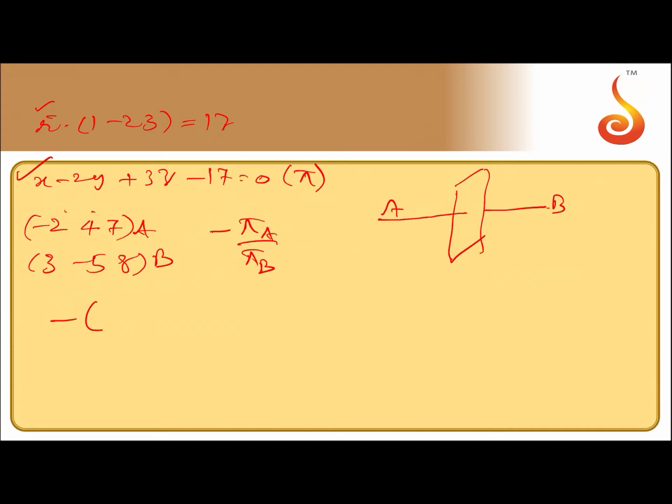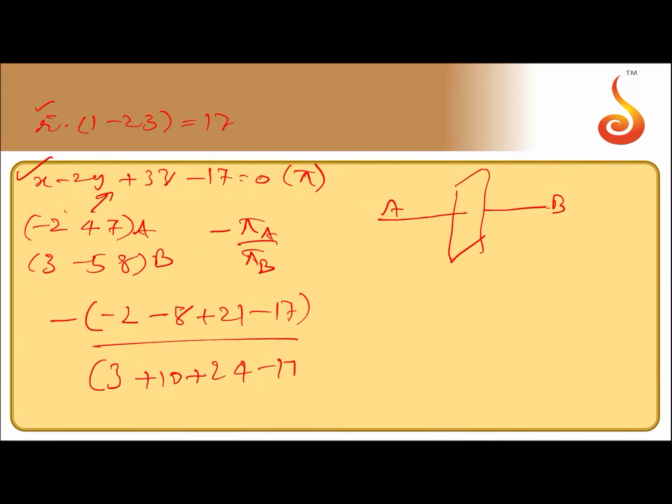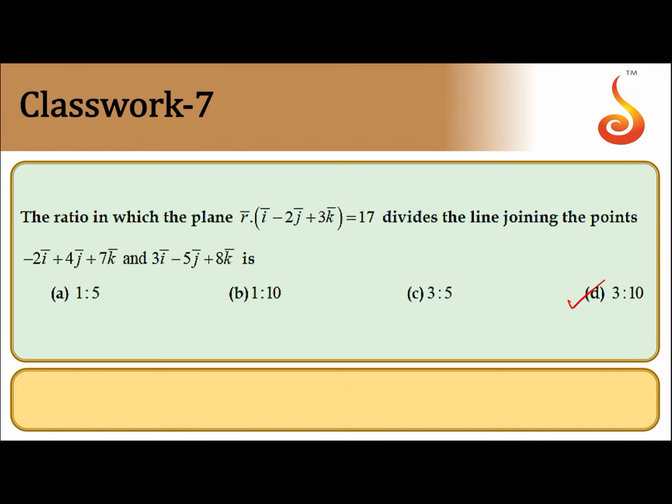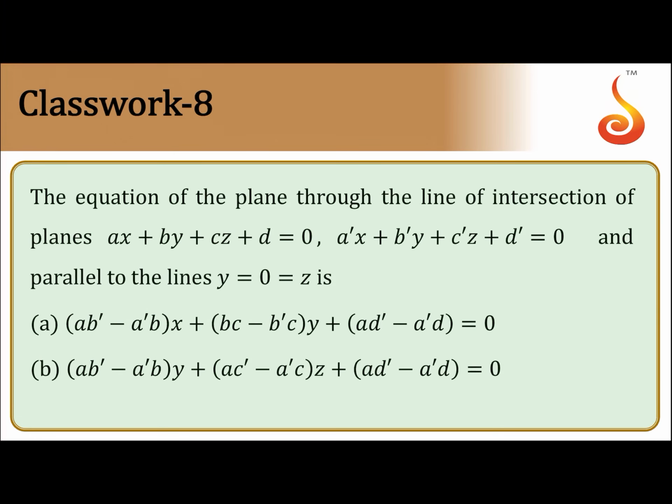So what is pi a? That is nothing but substitution of the point a in the plane. So you'll be getting minus 2, minus 8, plus 21, minus 17, divided by pi b, substituting the point b in the plane: 3 plus 10, plus 24, minus 17. The numerator comes to minus 27 and minus 25 giving 6, and the denominator is 24 plus 3, 27, plus 10, minus 17, giving 20. So that is equal to 3 divided by 10. So 3 is to 10 is the required answer.